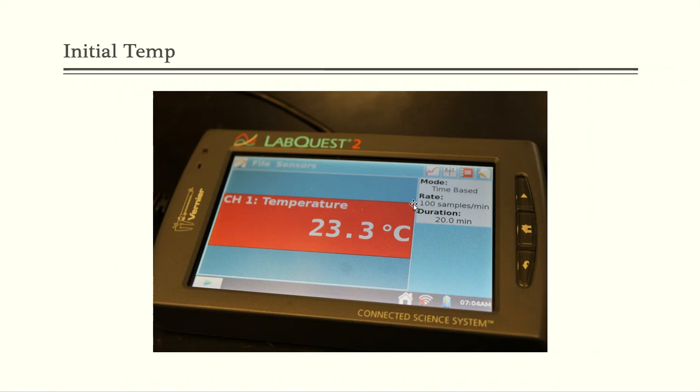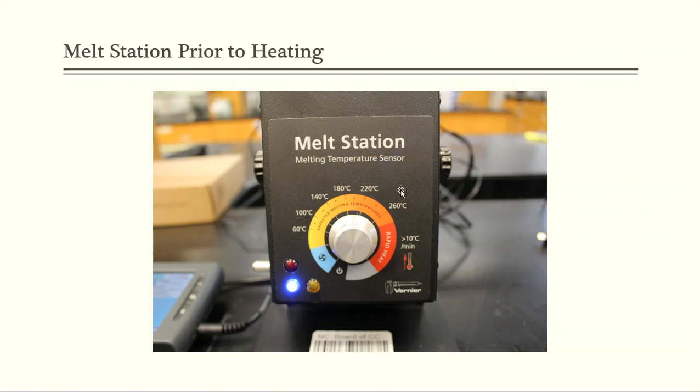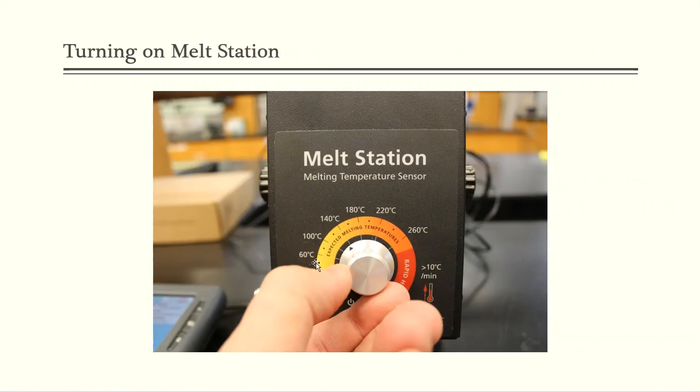All right, guys, so in the beginning of this process, my vernier was at room temperature, so 23.3 degrees Celsius. Here's the front of the vernier melt station. Right now it's blue, so it's in the cooling stage. I need to turn it on. So here's a picture of me turning it on and cranking the temperature up.